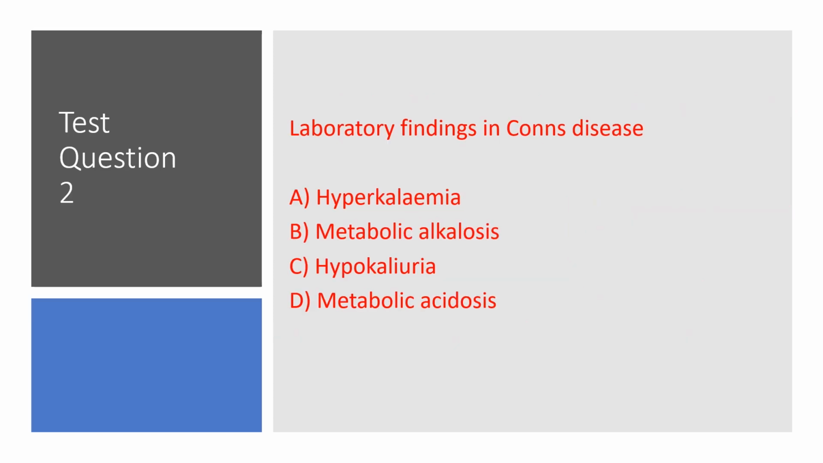Question 2 says, laboratory findings in Crohn's disease include A. Hyperkalemia, B. Metabolic alkalosis, C. Hypokaluria, D. Metabolic acidosis. Crohn's disease is primary hyperaldosteronism. So which of these options will be found in a patient with Crohn's disease? Please leave your answers in the comment section.